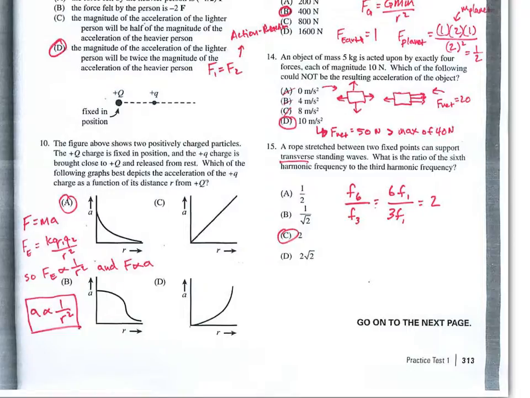Now we're talking about harmonics here. We're comparing the ratio of the sixth harmonic to the third harmonic. We know harmonics are multiples of the fundamental frequency f1. So the sixth harmonic is 6 times the fundamental frequency, and the third harmonic is 3 times the fundamental frequency. So the ratio of those two, 6 to 3, gives us a ratio of 2.